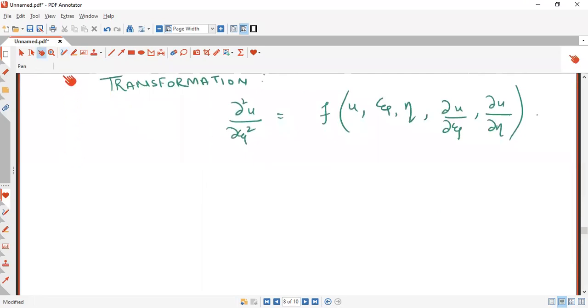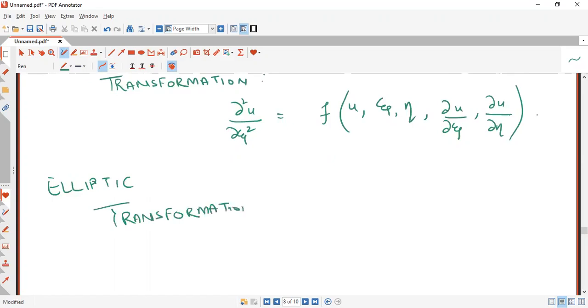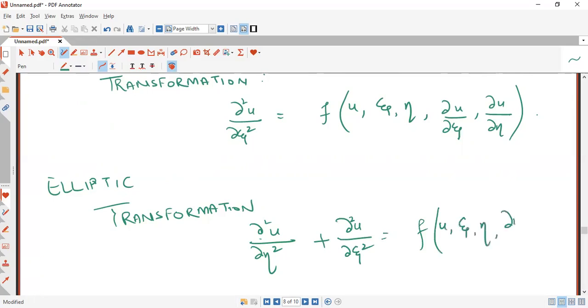I'll write the elliptic one as well. We'll do the questions based on all the three. I'm just telling you here, transformation. Del square u by del eta square will come over here, and del square u by del xi square, both will come over here, which is again a function of u, xi, eta, del u by del xi, del u by del eta. Alright.